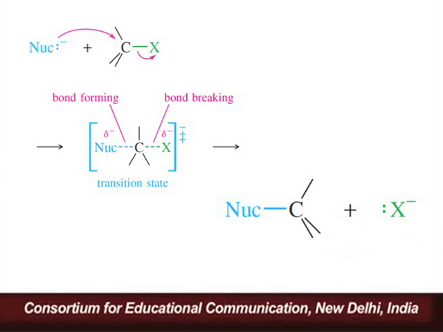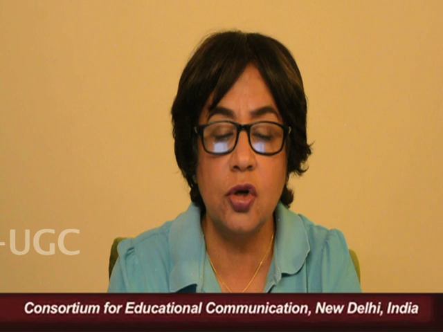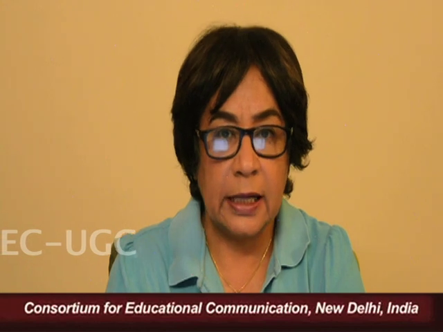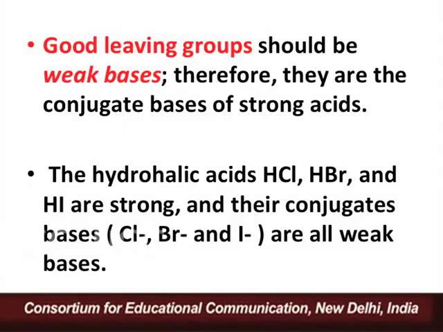Now when this halogen atom departs, it departs with the bonding pair of electrons, and the halide anion which is formed is stable since it can accommodate the negative charge, the non-bonding pair of electrons with which it has departed from the substrate. That means halogens are good leaving groups. The next point that we have to keep in mind is that good leaving groups should be weak bases. Therefore, they should be conjugate bases of strong acids.